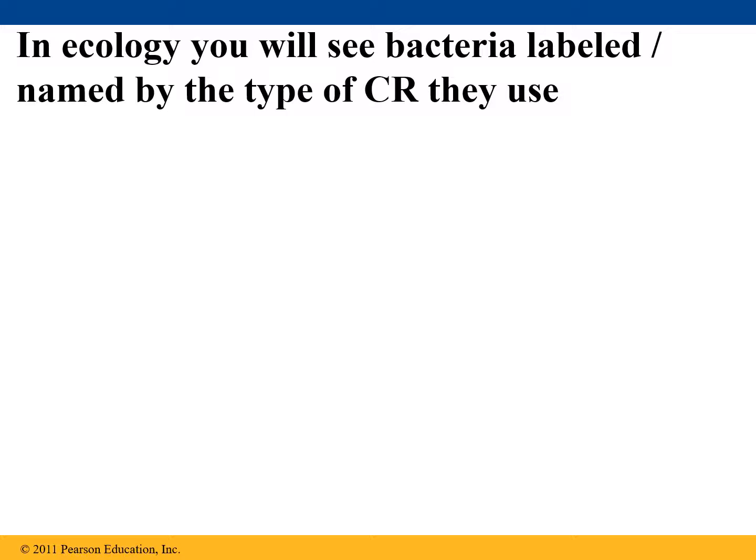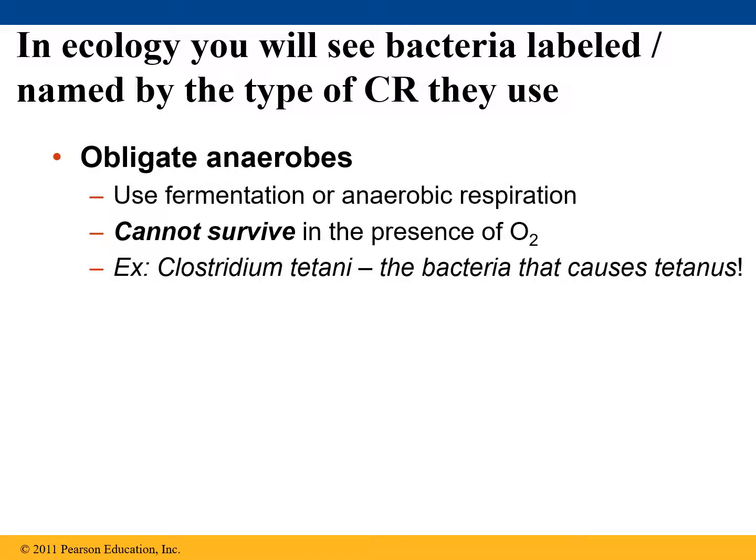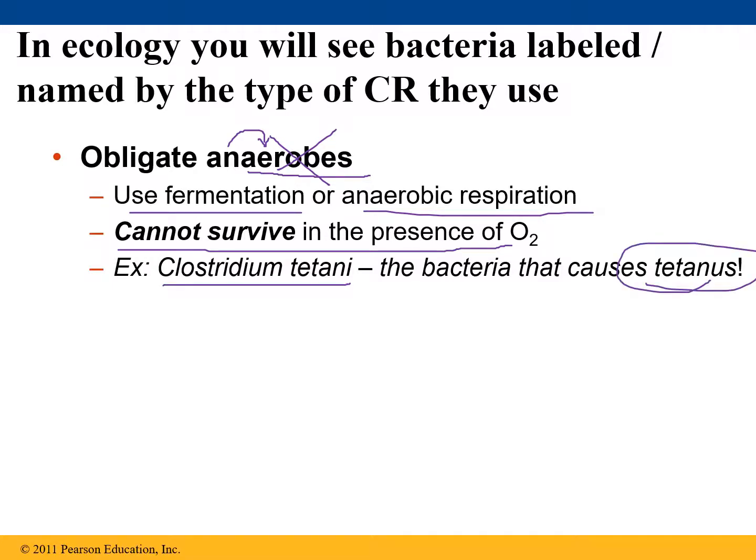Kind of a side note here, but in ecology, you're going to see that bacteria are labeled or named by the type of cell respiration that they use. And there's two types that we'll bring up right now. One is obligate anaerobes. So aerobe would mean that it uses oxygen. The an cancels that out. So these ones cannot survive in the presence of oxygen. They are anaerobic, no air. They have to use fermentation or anaerobic respiration. One example that you guys might be familiar with would be this bacteria, which causes tetanus.